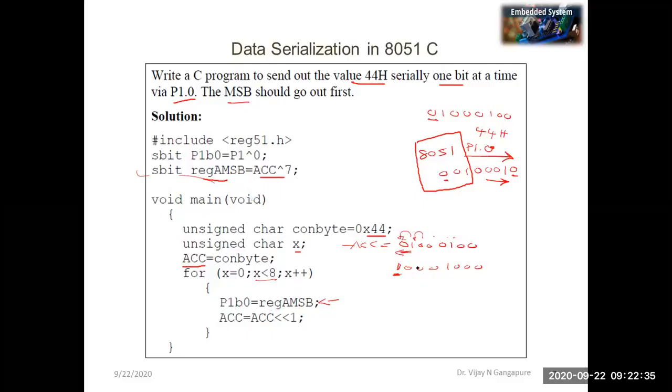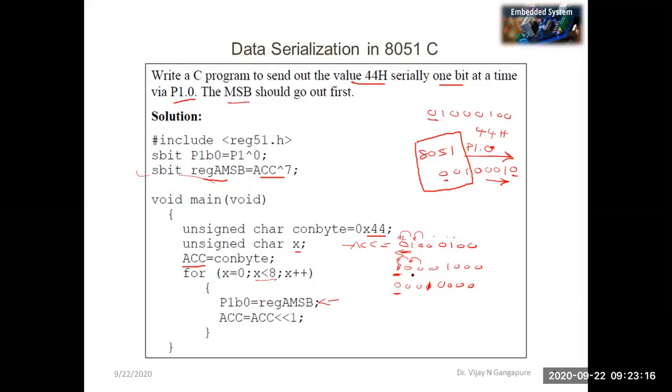Now I have outputted 2 bits, first 0 then 1. Again I am shifting left content of accumulator by 1 position. So now this bit will be shifted to left. Now new data will be 1 0 0 0 0. Again X will get incremented by 1, it will become 2. Again this condition returns true, so these statements will be executed. Again REG A MSB, that is bit number 7 of accumulator, will get outputted to pin number 0 of port 1, that is this bit 0 will get outputted.